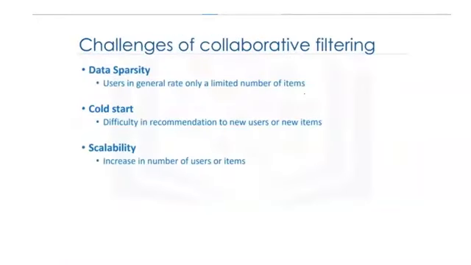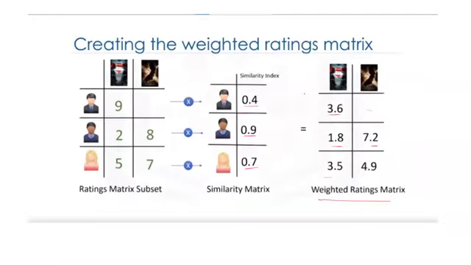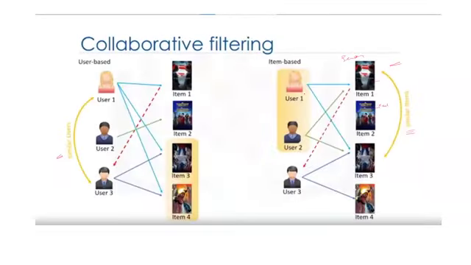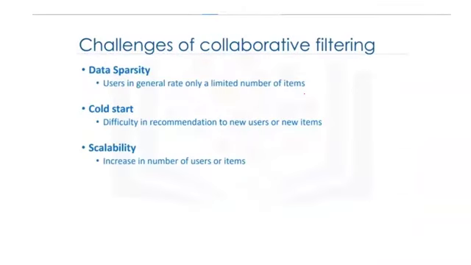Okay, so what is the challenge? Here I have just shown you the user-based collaborative filtering method. In item-based, this matrix will get swapped, transposed, where the rows would be items and the columns would be the users. That would be the only difference. Rest every calculation will be the same. So the challenge of collaborative filtering is data sparsity. Users in general rate only a limited number of items, right? So this is a major problem.